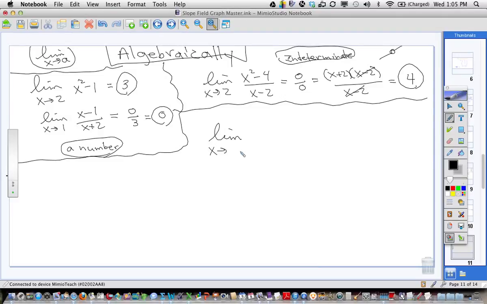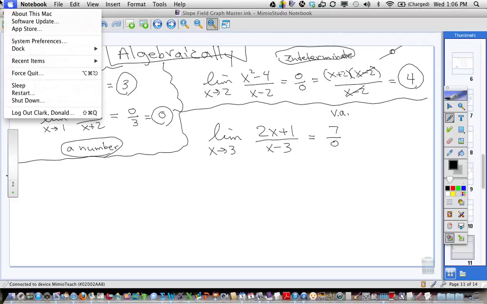Shoot. I think it's 2x. You guys remember the one they did there? It's 2x plus 1 over x minus 3, I think, as x approaches 3. I think that's what they did. Now on that one, you plug in a 3, and what do you get? 7 over 0. That is the vertical asymptote.